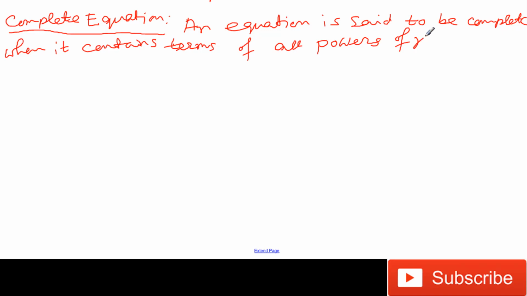Now, complete equation. An equation is said to be complete when it contains terms of all powers of x. Otherwise, it is an incomplete equation.